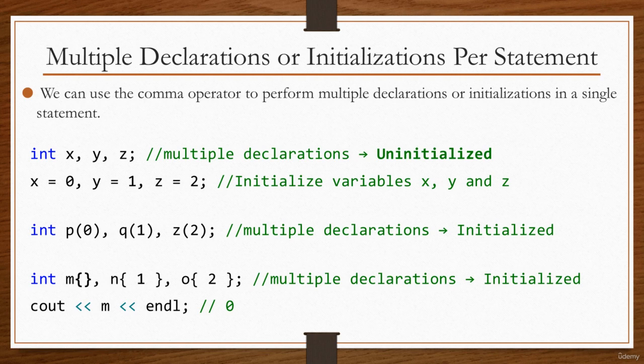Similarly, we can use brace or list initialization to do multiple declarations and initializations in a single statement. We declare the variables m, n, and o. Then we use list or brace initialization to initialize those variables. With the variable n we pass in 1 for initialization, and with o we pass in 2 for initialization. But notice with m, the braces are empty, and that is going to initialize m to 0 by default.